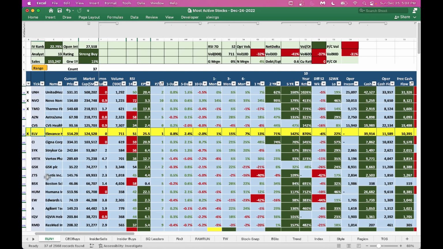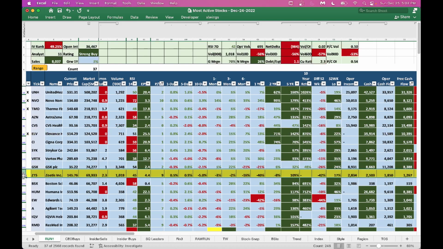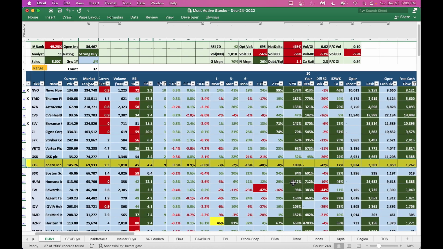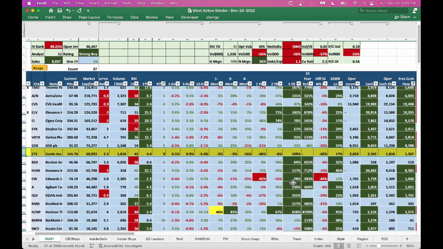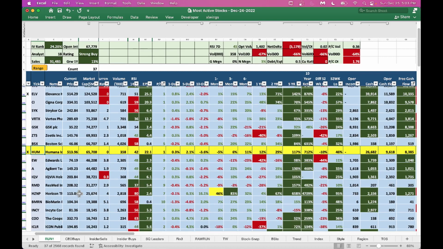We got animal health here. Zoetis, it's a great one here. It's done pretty okay here. And we got a few more. Humana is a great one here. As we look through Humana here, look, it's done great. I would add this one also to my portfolio. It's a great insurance company, health insurance company.